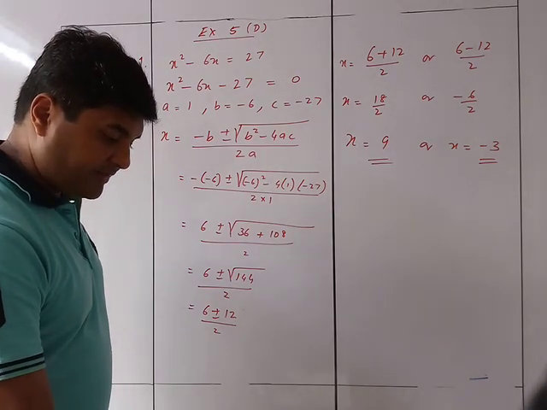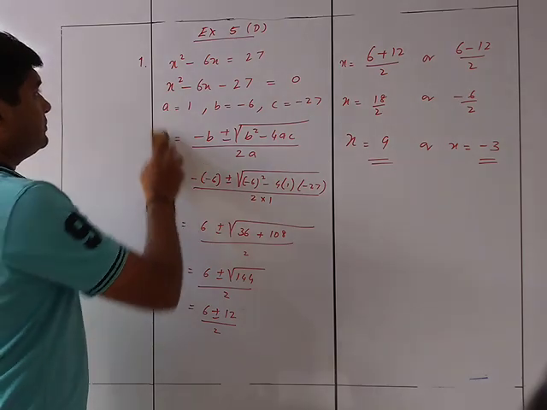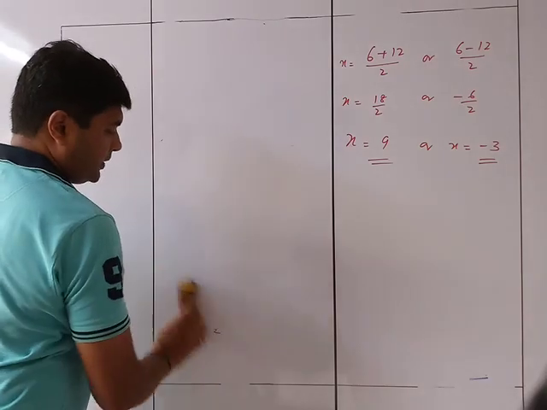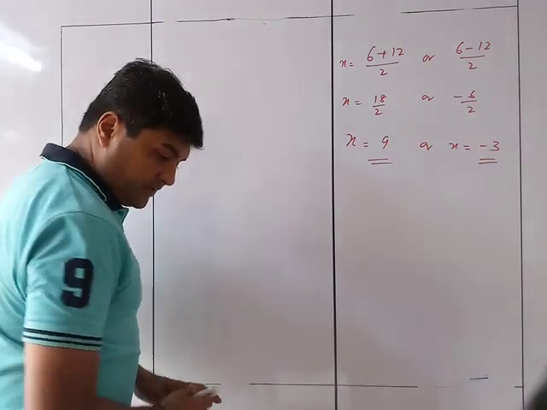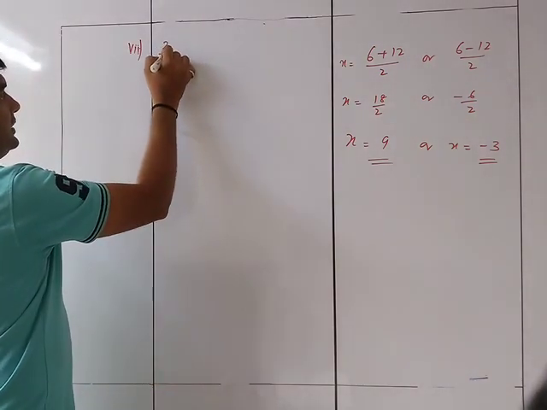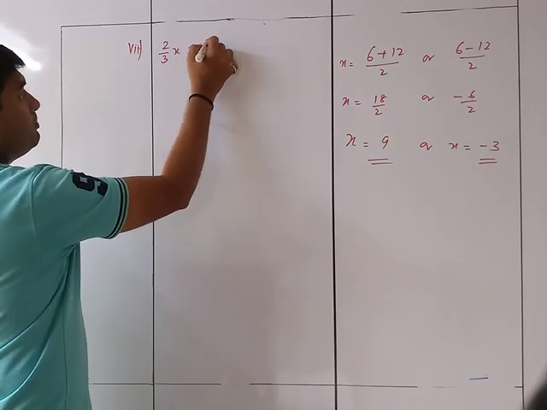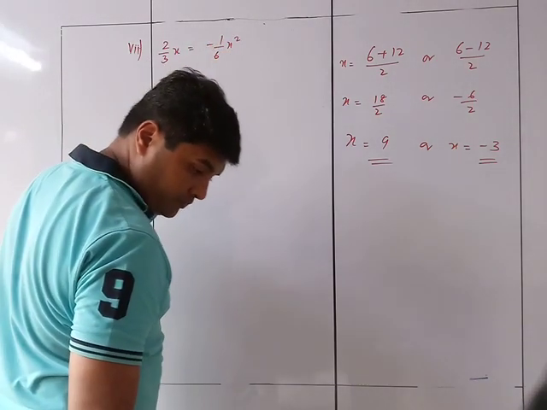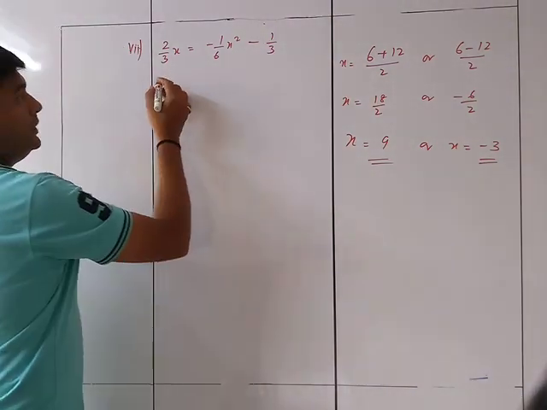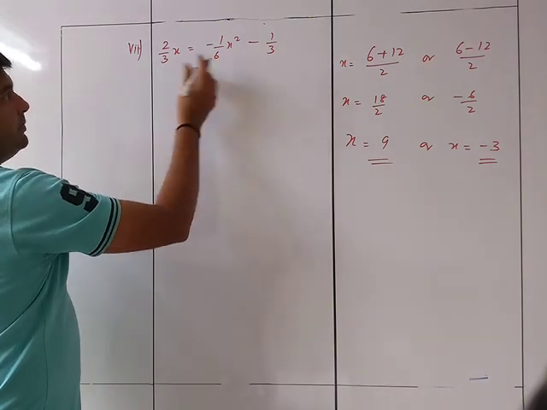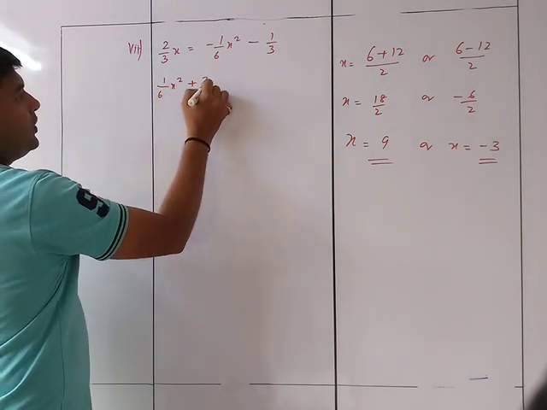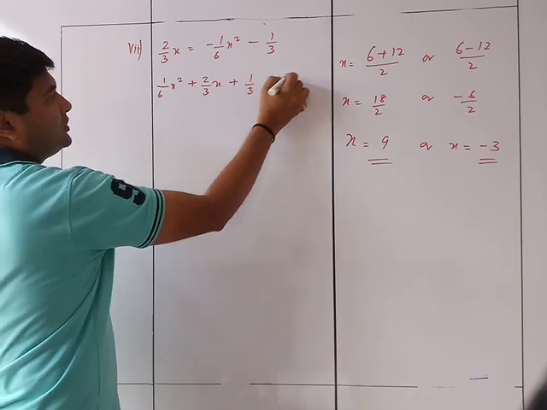Okay, I can see the seventh one being in fraction. So we have over here the seventh question. Seventh over here is going to be 2 upon 3x is equals to minus 1 upon 6x square minus 1 upon 3. Okay, first of all, the LCM. So you can take 6 as the LCM for all of them. Let's take everything on the one side first. So it will be 1 upon 6x square plus 2 upon 3x plus 1 upon 3 is equals to 0.